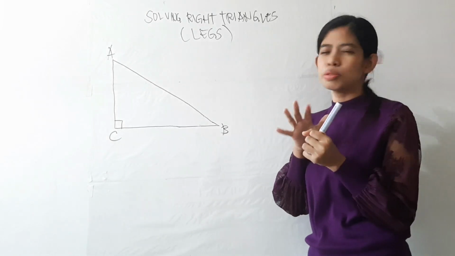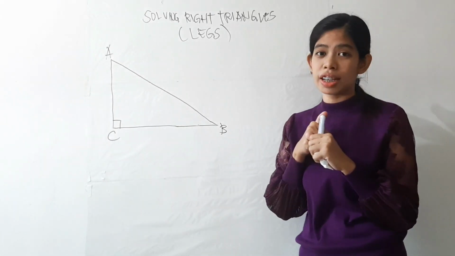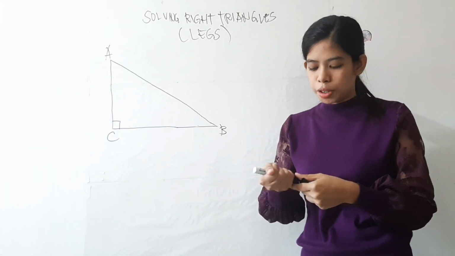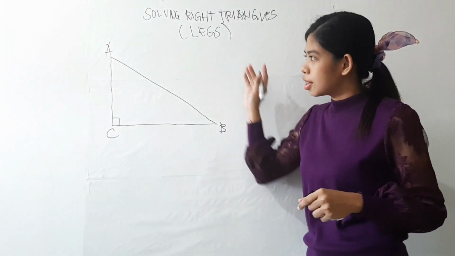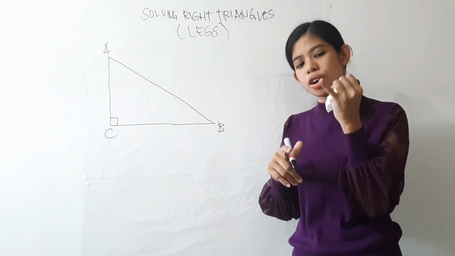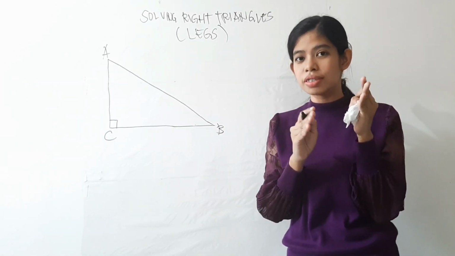So, since that was 2 weeks or 3 weeks ago, I'll still provide a recall so that you would still remember our previous topic. So again, the right triangle has 3 parts, okay? 3 sides, which are the hypotenuse, opposite, and adjacent. You know it very well, grade 9.